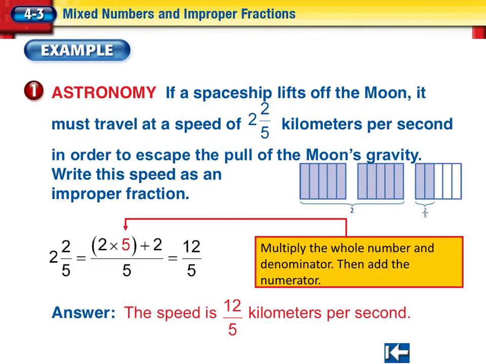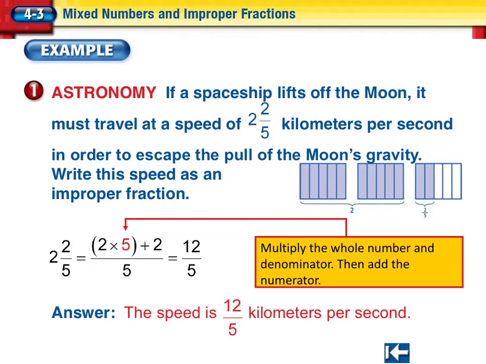Okay, here's our first example. It's about astronomy. If a spaceship lifts off the moon, it must travel at a speed of 2 2/5 kilometers per second in order to escape the pull of the moon's gravity. Write this speed as an improper fraction. In order to do that, it's a simple process.